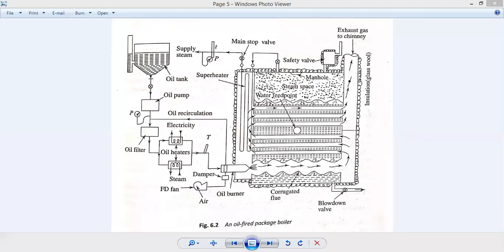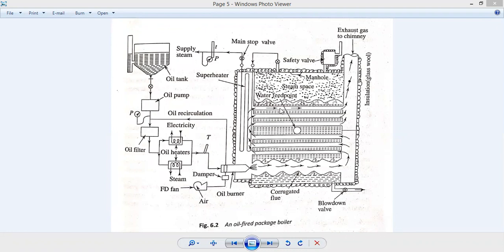Yesterday we started with the steam generators, or in short, the boilers. Let us go through the other portion of this boiler itself. This is another type of fire tube boiler, called the oil fired pressurized pipe boiler. What we have is given in the sketch itself. It is an internally fixed fire tube boiler.